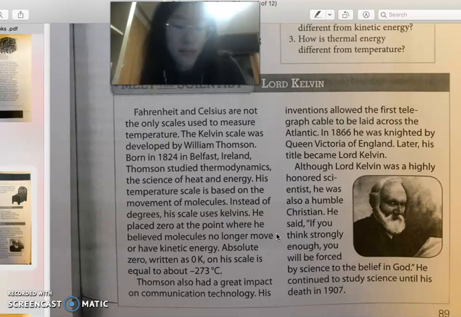Thomson also had a great impact on communication technology. His inventions allowed the first telegraph cable to be laid across the Atlantic. In 1866, he was knighted by Queen Victoria of England. Later, his title became Lord Kelvin. Although Lord Kelvin was a highly honored scientist, he was also a humble Christian. He said, "If you think strongly enough, you will be forced by science to the belief in God." He continued to study science until his death in 1907.